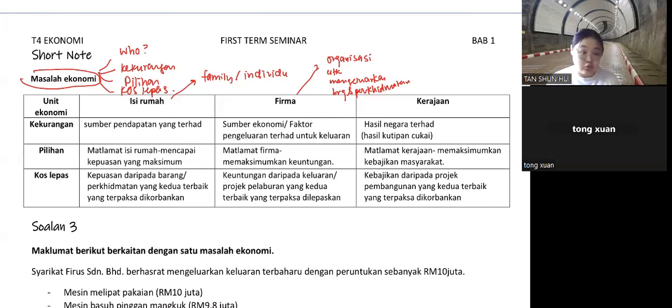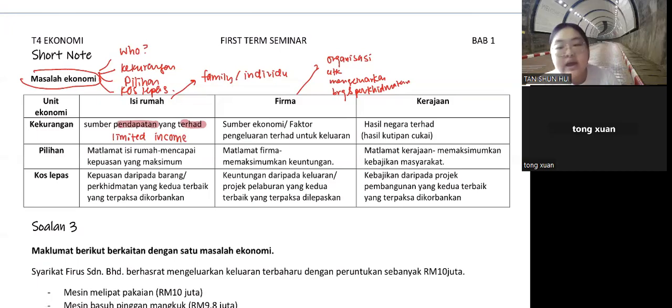All of them have kekurangan. But all of us are different parties, so we have different kekurangan. Like a family or an individual, a very normal person, we lack money. And the money that we lack is pendapatan, income. Income is limited.